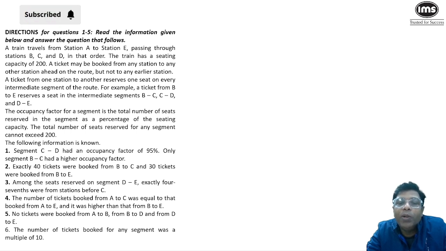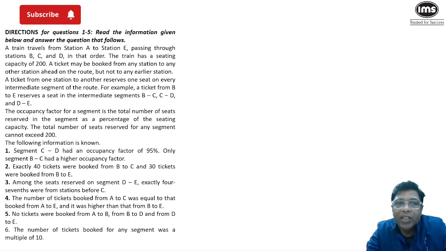A ticket may be booked from any station to any other station ahead on the route, but not to any earlier station. For example, you can book a ticket from A to B, then from B to C, but you can't book a ticket from B to A. A ticket from one station to another reserves one seat on every intermediate segment of the route. For example, a ticket from B to E.